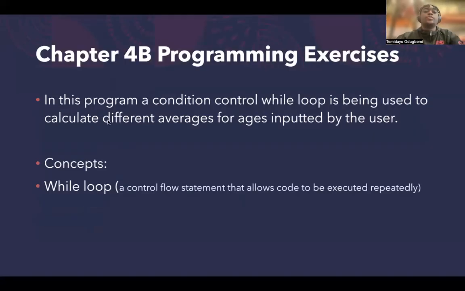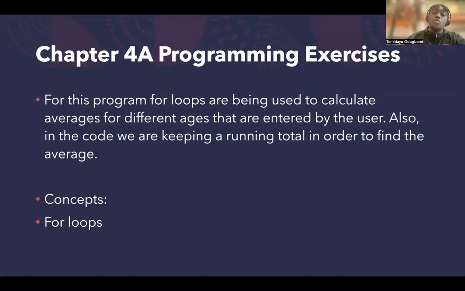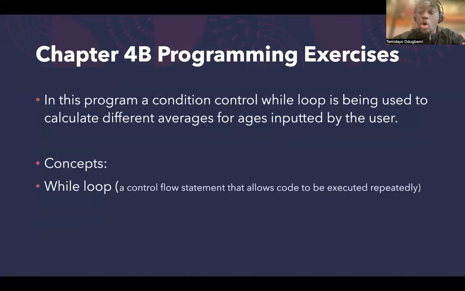4B. In this program, a condition-controlled while loop is being used to calculate different averages for ages inputted by the user. And the concept for this one is the while loop. The while loop is a control flow statement that allows code to be executed repeatedly. This is the one I meant to say when I said for loops. But while loops are gonna keep going on and on and on.